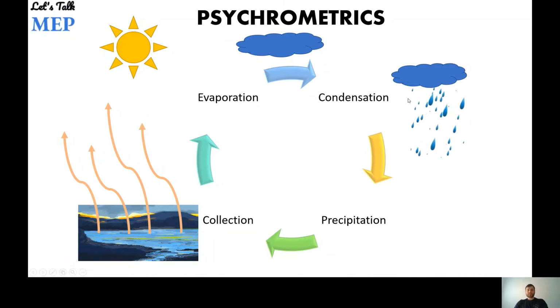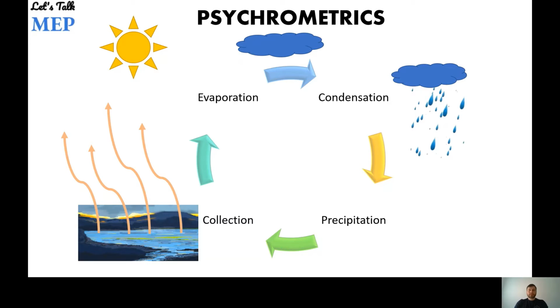Let's talk about psychrometrics. So what you see in front of you is a typical water cycle. It starts with evaporation, goes to condensation, then it rains down, precipitation, and then collects, and then starts back over with evaporation. So what does the water cycle have to do with psychrometrics? Well, psychrometrics is a science of measuring water vapor in air, and we use that a lot in MEP.